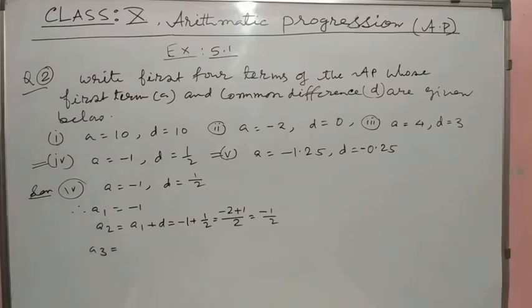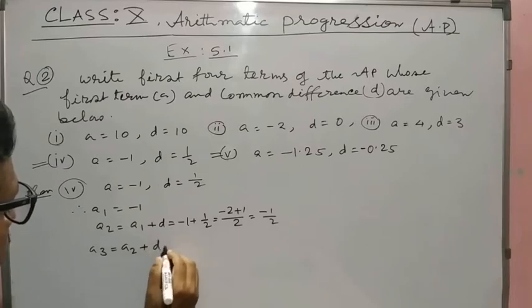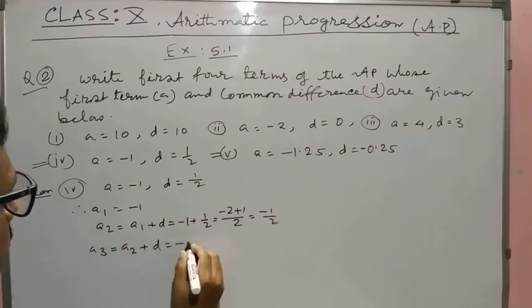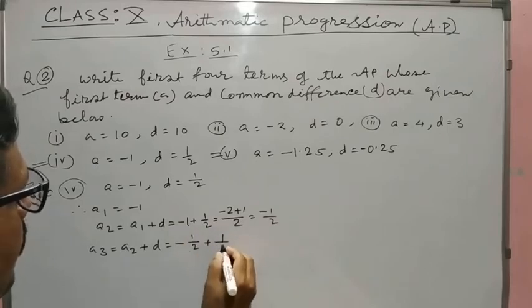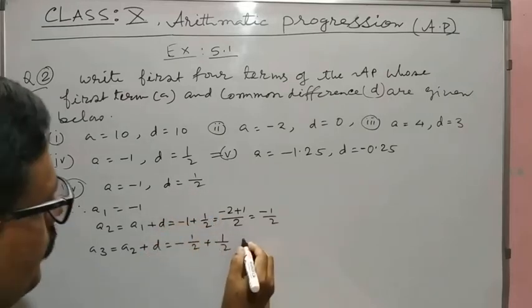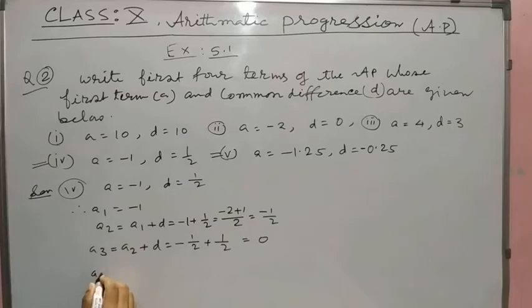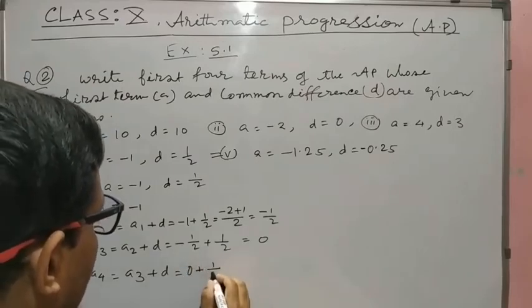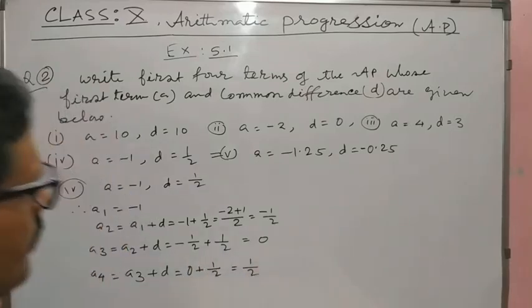Third term equal to, we know that second term plus common difference. So second term is minus half, common difference is half. So it will be 0. Fourth term equal to third term plus common difference. So third term is 0 and common difference is half. So it will be half.